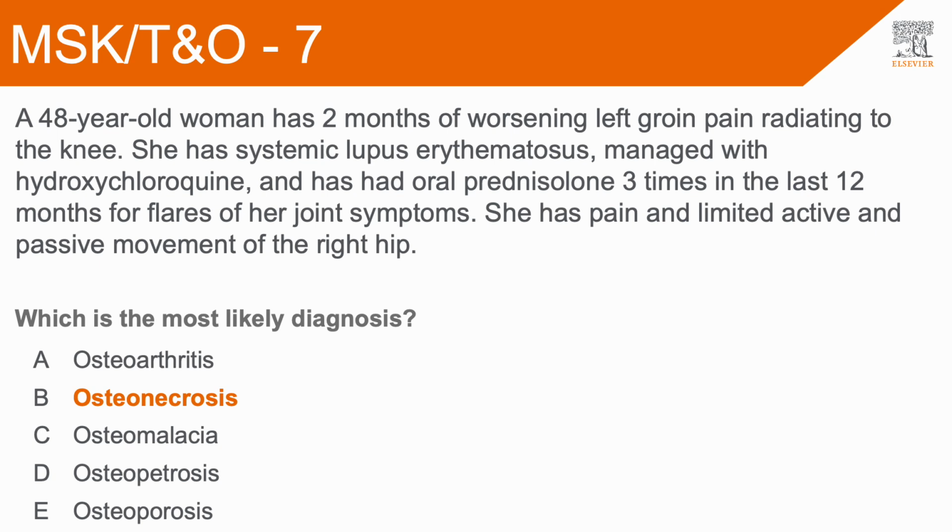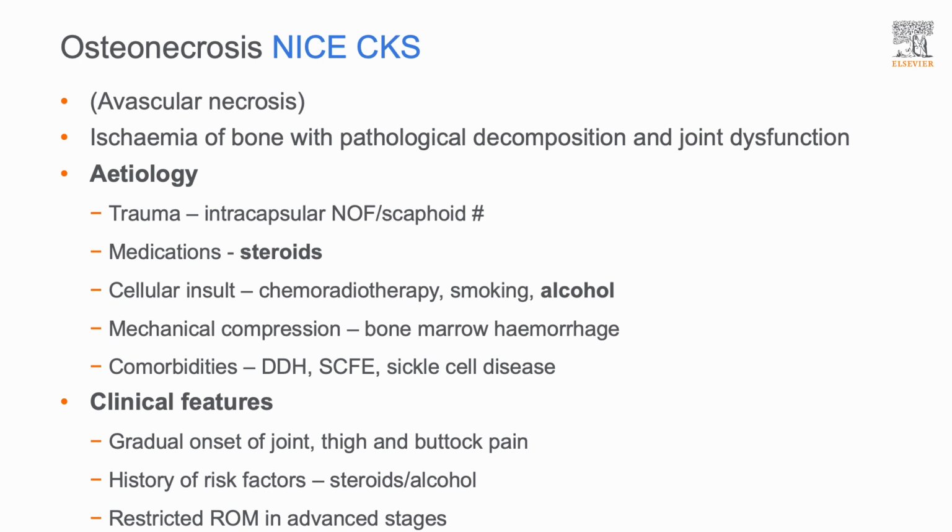The correct answer in this case is B, osteonecrosis. Here we have a patient with non-traumatic hip pain and reduced range of motion with a history of steroid use, which is a risk factor for avascular necrosis of the femoral head. Osteonecrosis or avascular necrosis describes ischemia of the bone with pathological decomposition and joint dysfunction.